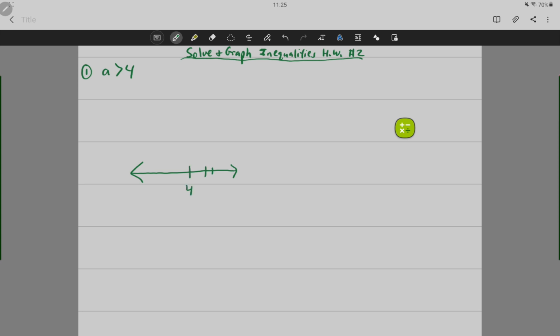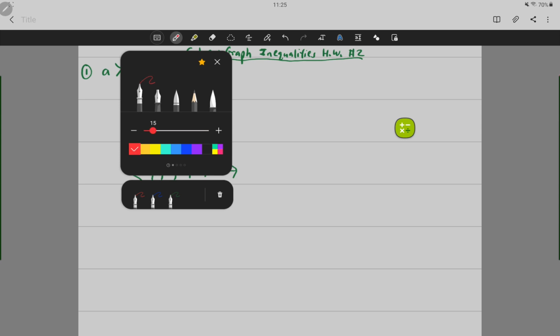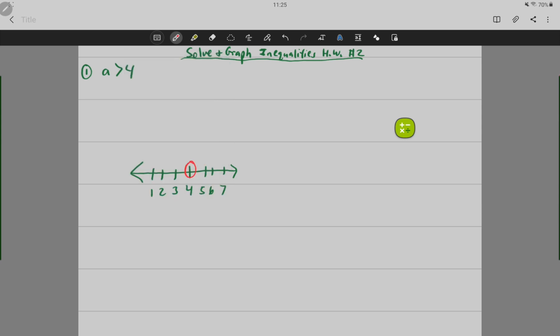To visualize the numbers, if we have 4 in the middle, and we have 3 numbers to the left, 3, 2, and 1, and 3 numbers to the right, 5, 6, and 7. Well, what are the first 3 numbers that are greater than 4? If we start at 4, the first 3 numbers are 5, 6, and 7. So that's our answer. 5, 6, and 7.